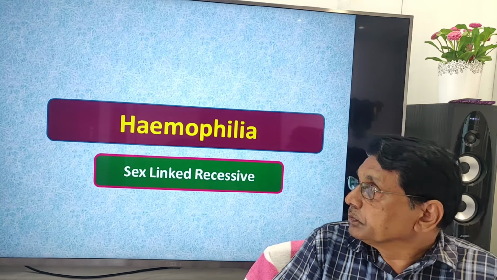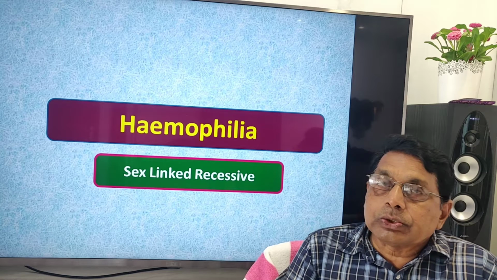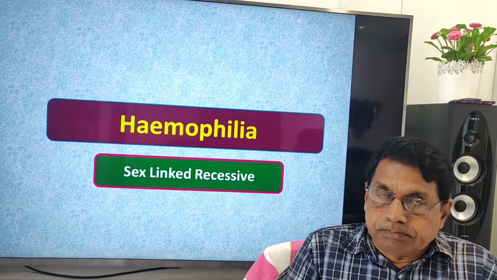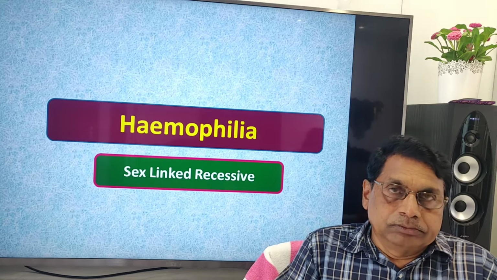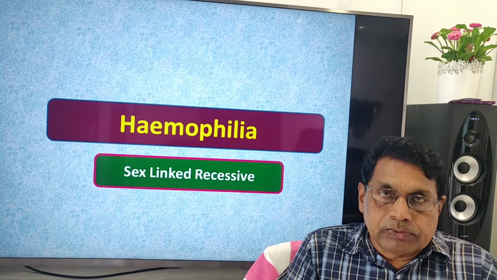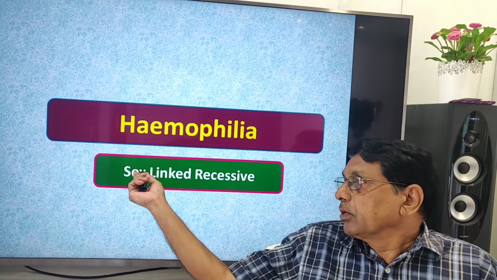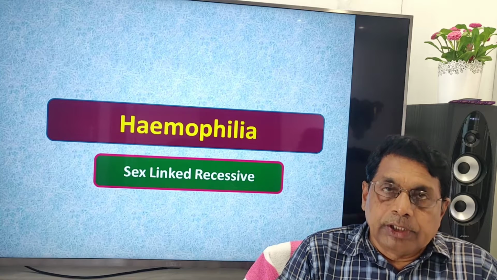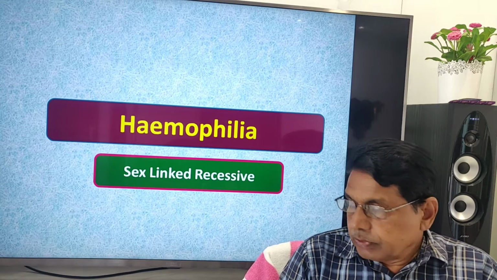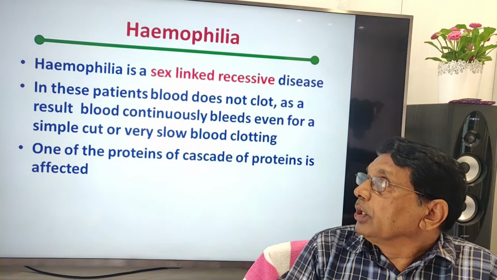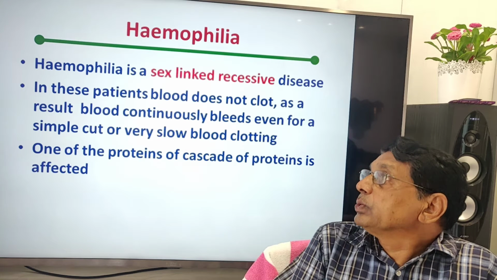Haemophilia, another sex-linked recessive disease. Once again, it is sex-linked. The genes that control this disease are located on sex chromosomes. It is recessive. Haemophilia is a sex-linked recessive disease.